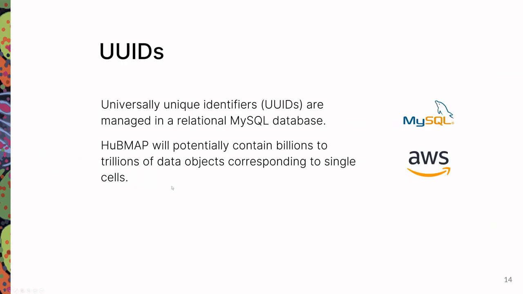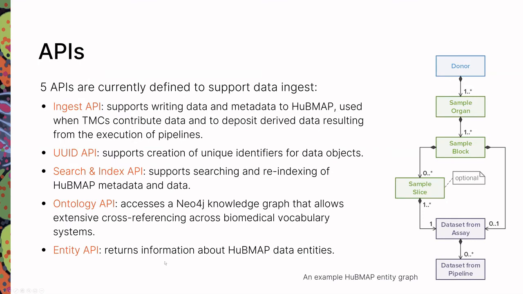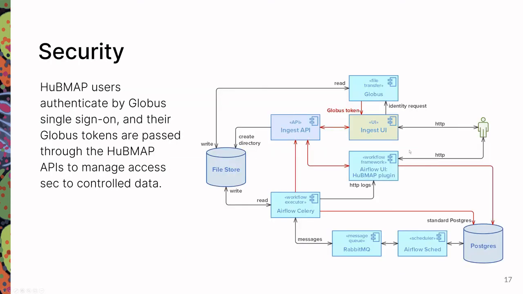And then the entity API returns information about entities. And by that, I mean things like in the figure on the right. So there's a donor for each of these hierarchy trees that goes to an organ. An organ has one or more sample blocks. The sample blocks may or may not contain slices. And then those have data sets from the assay. And then their data sets emerge from the pipeline running against the assay. And so that is all maintained for full provenance.